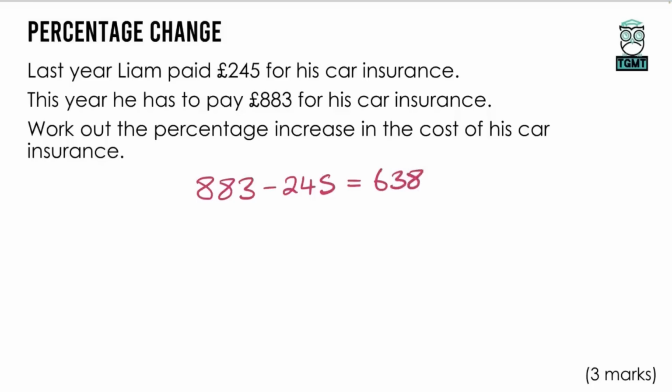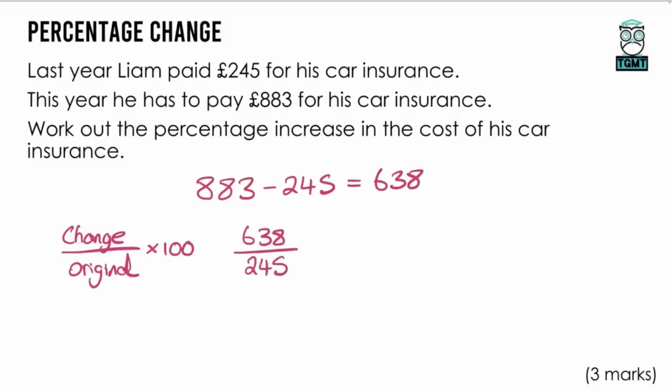Now whenever we're working out a percentage change, we just do the change divided by the original and multiply that by 100. Now you can see in this question that the actual amount that it's increased by has gone up by more than 100%. It's over doubled. So we are going to get a large percentage here, but let's put the numbers in and see what we get. So we have 638 as the change. The original was 245, and we're going to multiply that by 100.